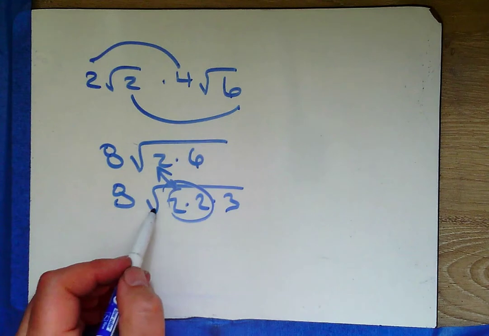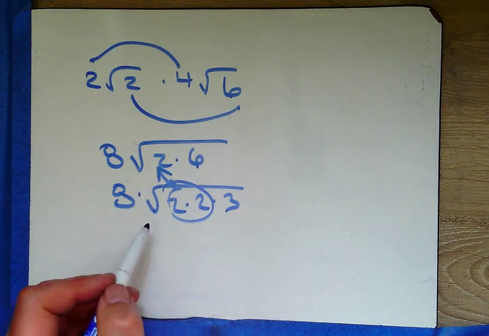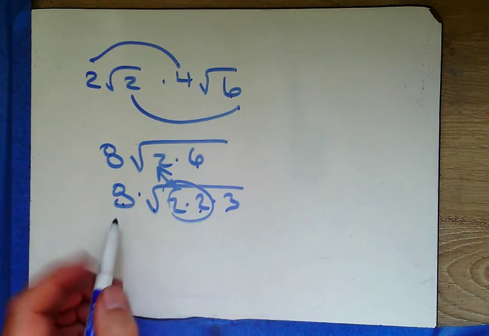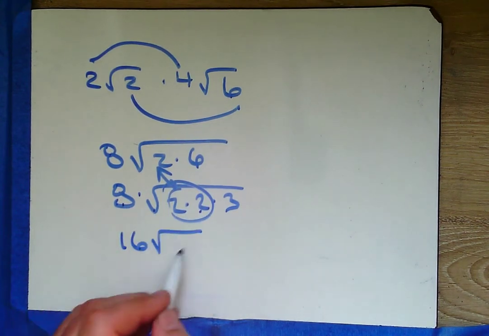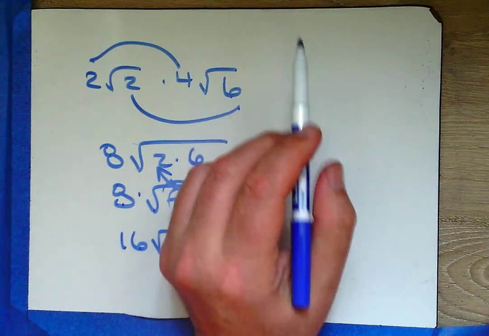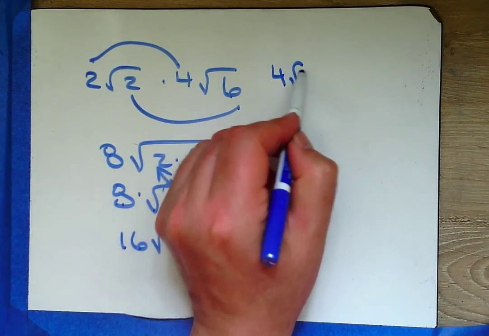How is the 8 attached to the radical sign? Well, I don't see a little plus or minus there. So that's multiplication. So this 2 gets multiplied times that 8 to make 16, and we still have a 3 underneath the radical. Okay, with that example in mind, how do you think this works?